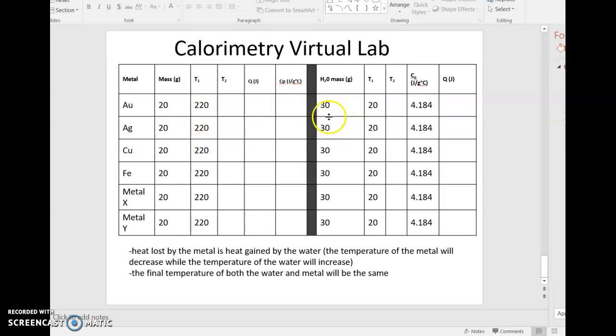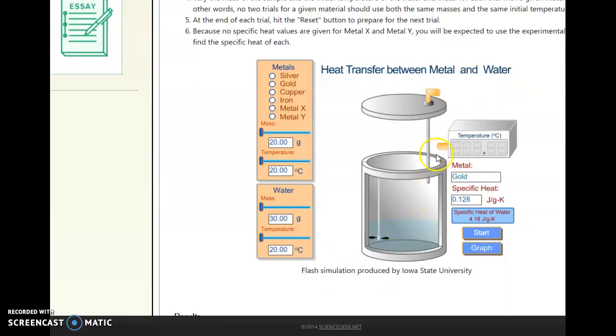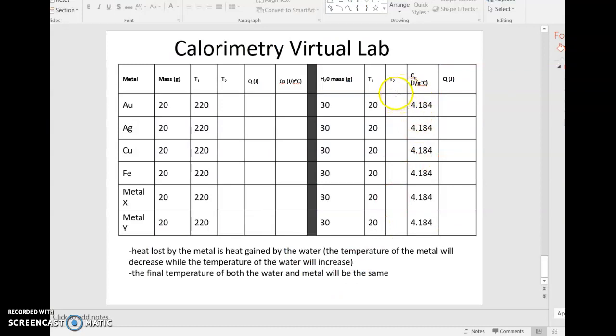The water here, I filled that out for you. So you're starting off with 30 grams of water. That's not going to change. And the initial temperature of the water is always going to stay at 20 degrees Celsius. Once you drop that hot piece of metal into the water, again, you're going to see that change in temperature occur. So you're going to fill out the change in temperature T2 for the water when you drop in the different metals here.